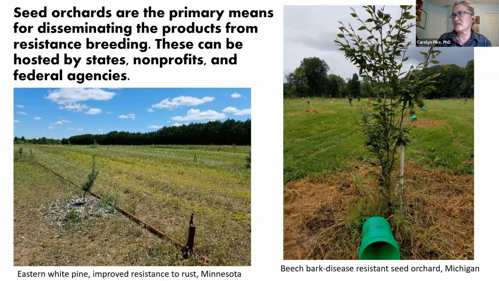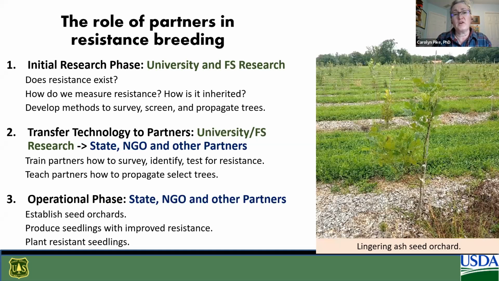The beech bark disease resistant seed orchard on the right is with Michigan State University. And that seed will go out to Michigan State and with the state as well as the university. So the role of partners is really important.